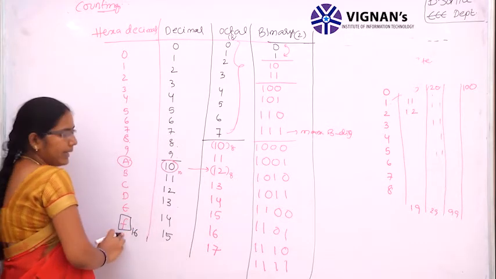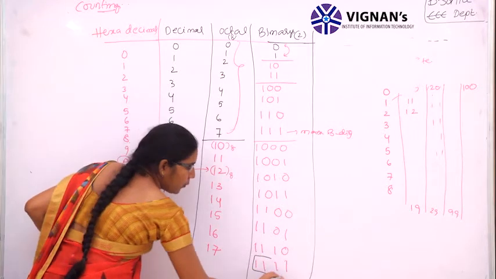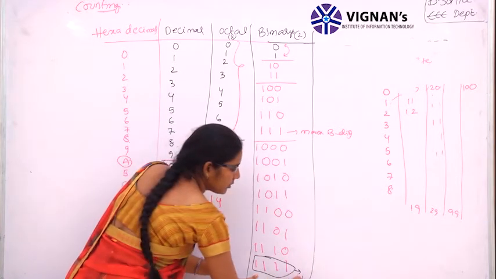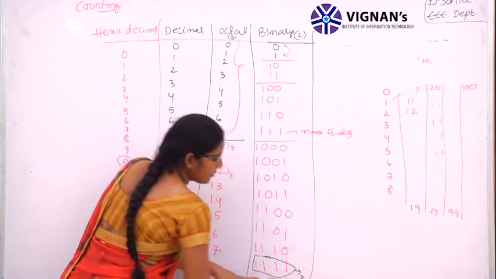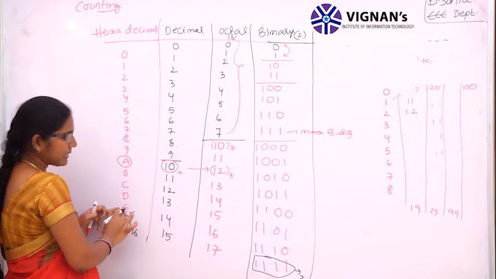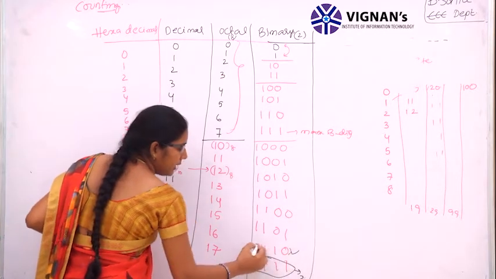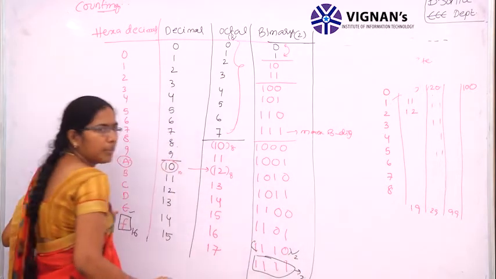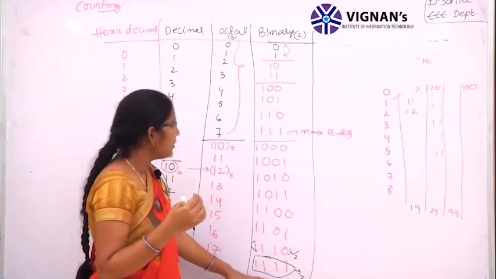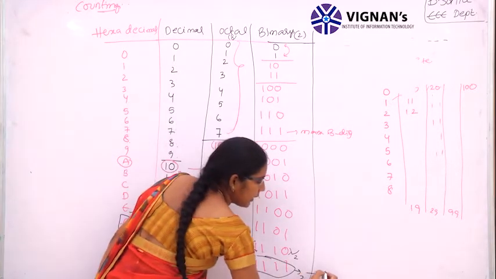F in hexadecimal is equivalent to 1111 in the binary number system, right? Similarly, E in hexadecimal is equal to 1110 in the binary number system. We need to remember these values. So I will write the weightage values.